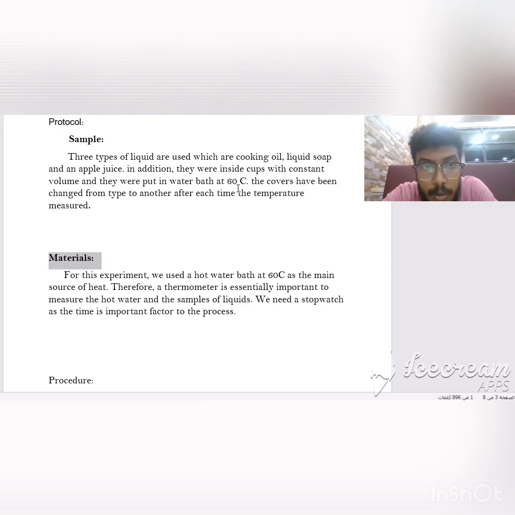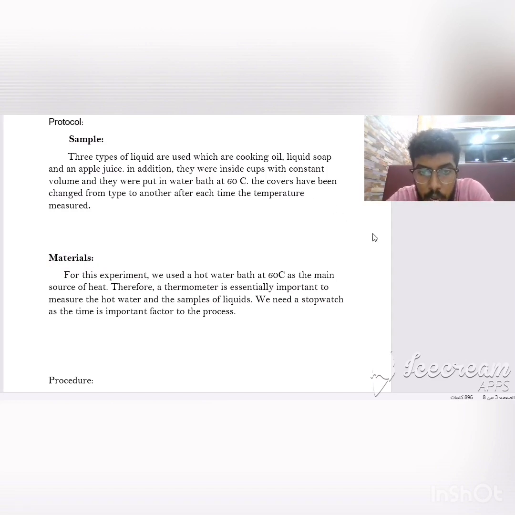Our experiment was about three types of liquid: cooking oil, liquid soap, and apple juice. We put them inside three cups in constant volume and at a constant temperature, in a water bath at 60 degrees. And then we covered each cup with a different material: one paper, the other one nail or tissues, and the third one gel.